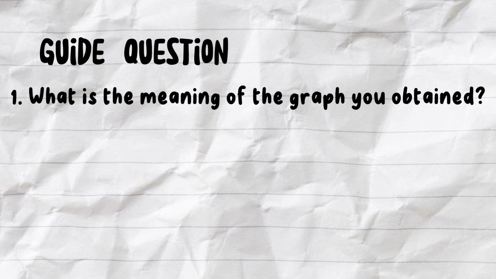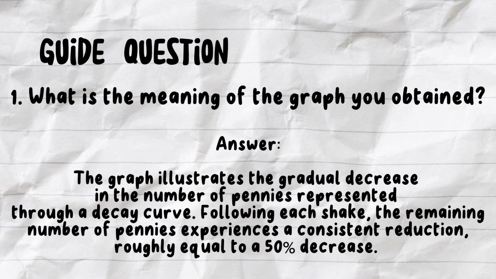For the first question, what is the meaning of the graph you obtained? To this question, the group answered that the graph illustrates the gradual decrease in the number of pennies represented through a decay curve. Following each shake, the remaining number of pennies experiences a consistent reduction, roughly equal to a 50% decrease. This means that with each successive shake, more or less than half of the pennies is removed, contributing to the overall diminishing trend observed in the graph.